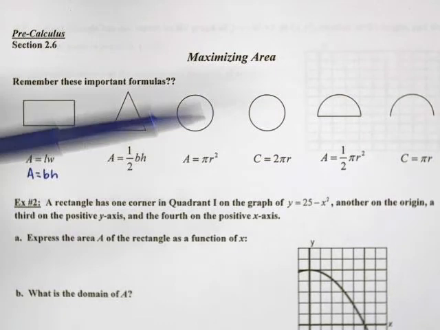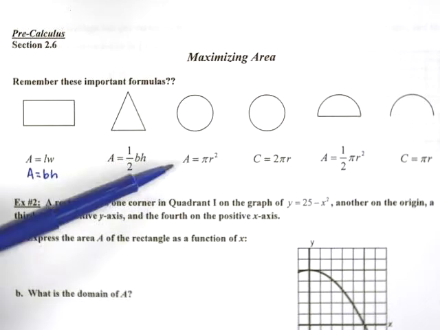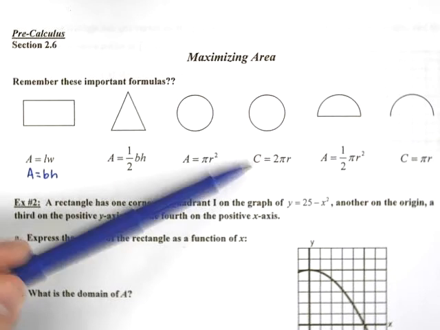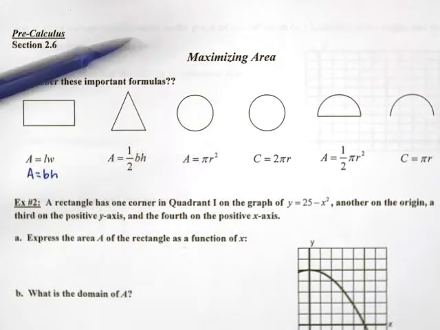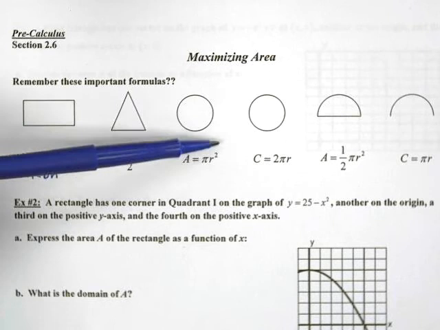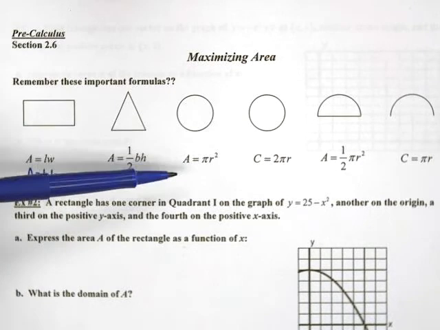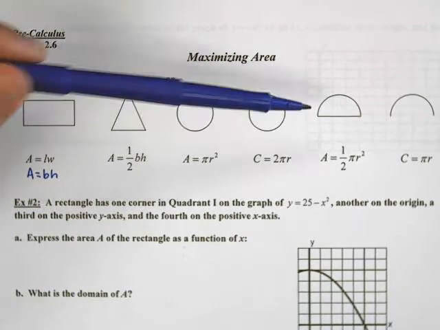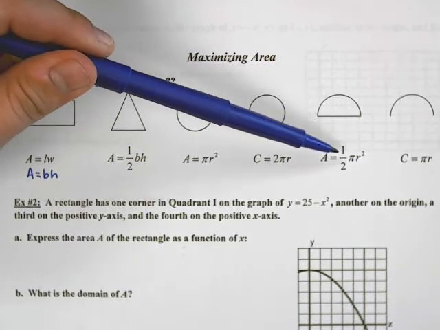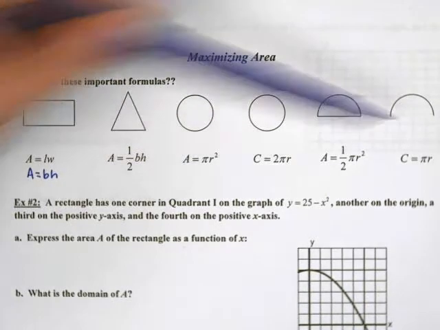Circle area: please be careful and know the difference here. This is the area of a circle, and this is the circumference, or around. How do we know that this is area? Because the radius is being squared. It's going to have square units. And then we have semicircles, so just half the area of a circle or half the circumference.